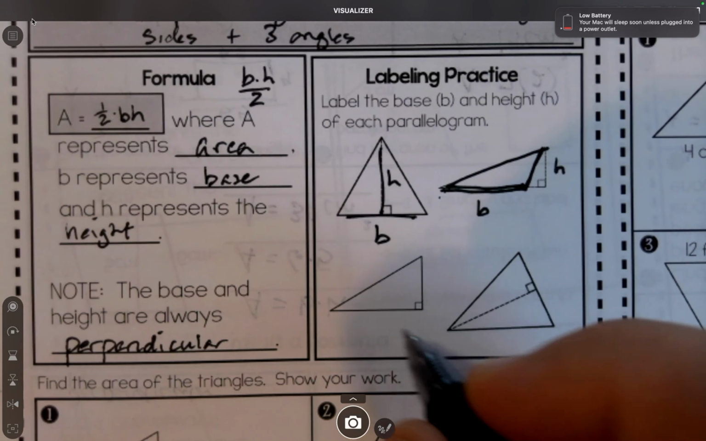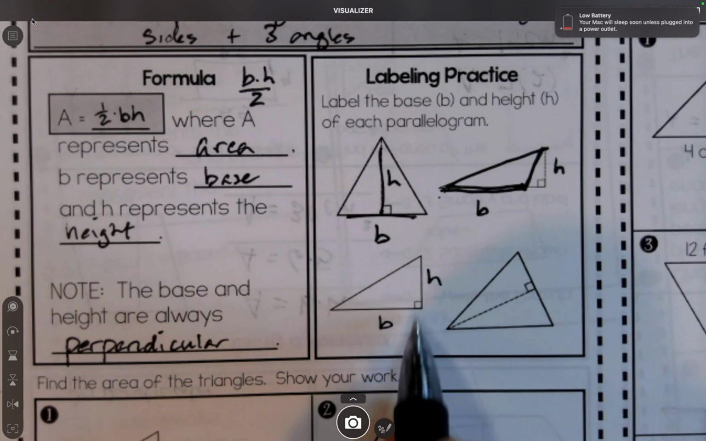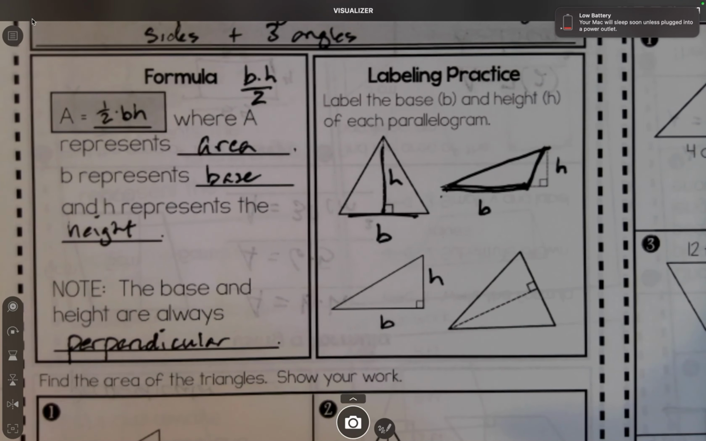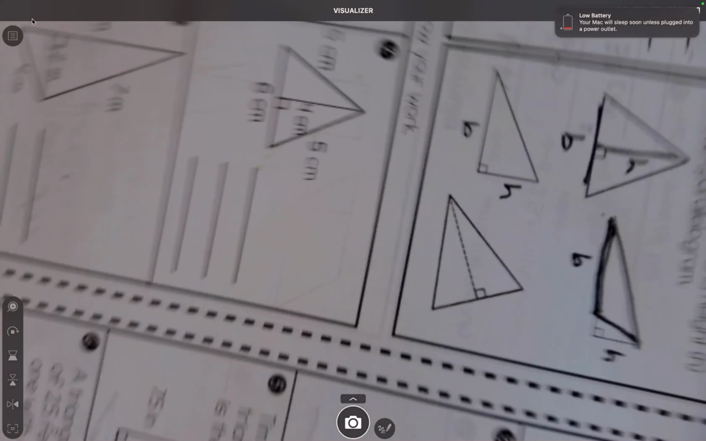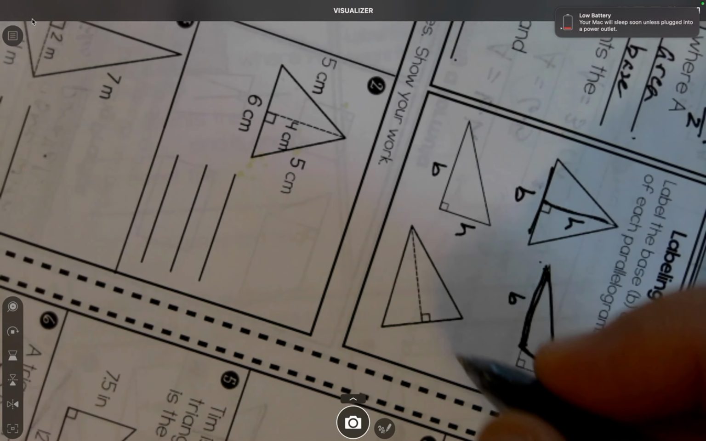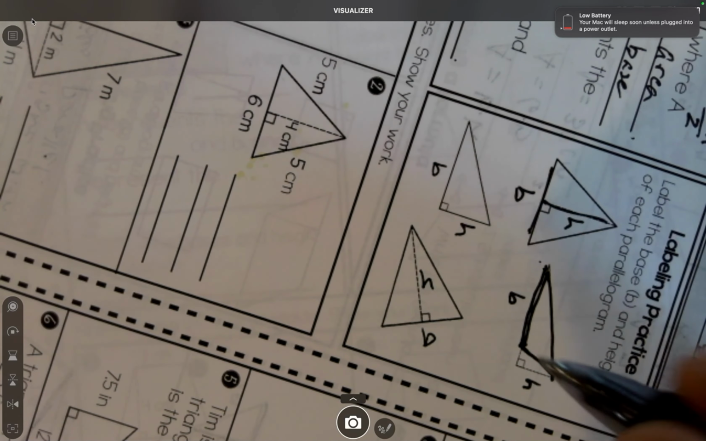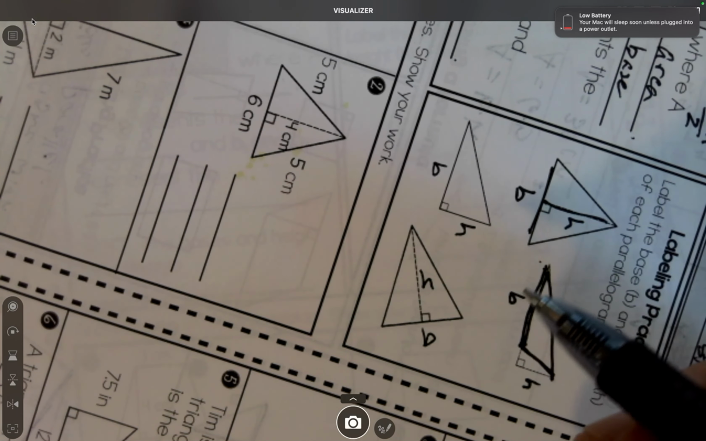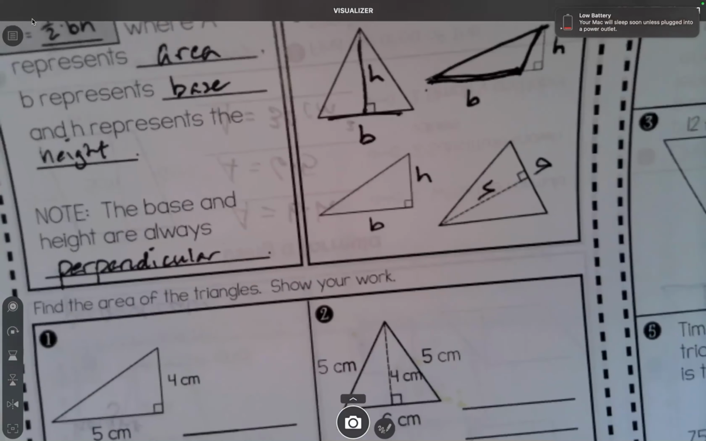Or when you have a right triangle, you can say this is your base, this is your height, because these two sides are perpendicular to each other. And when it's shaped like this last one, it helps you just think of it this way. They just turned it kind of lopsided, and this is your base, and this middle line is your height. So this first one and this last one are very similar. They've just rotated the triangle to be facing a different direction.